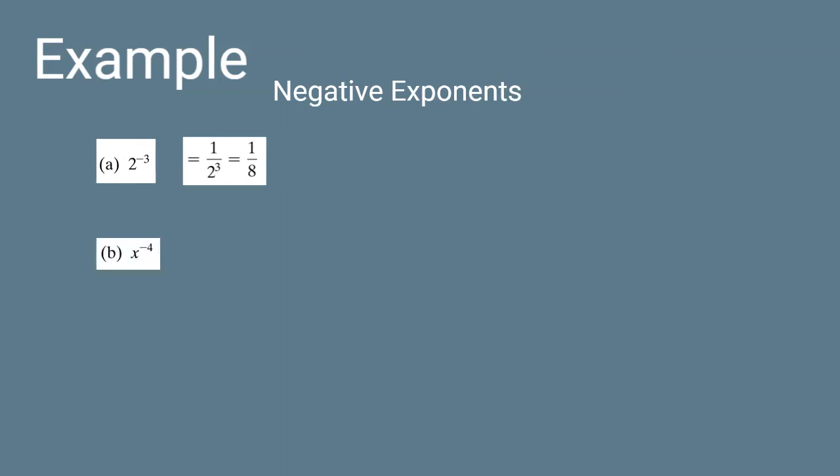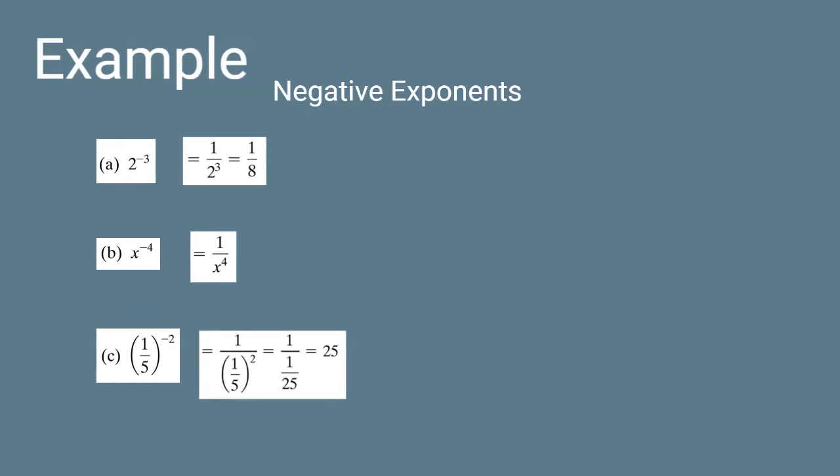Next, let's use a variable. So we have x to the negative 4th. We do the same thing we did before. So we get a value of 1 over x to the 4th. Now, what happens if I have something that looks like this? So I have 1/5 to the negative 2. Since the number is in the denominator, we move it to the numerator, and we end up with a value of 5 squared, or 5 times 5, which is 25.